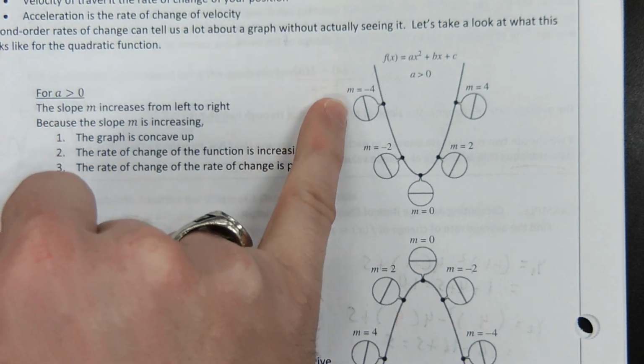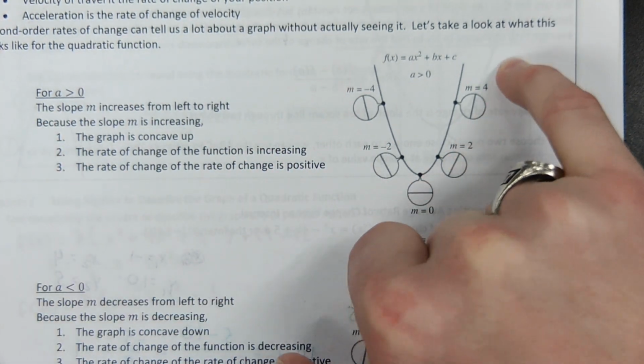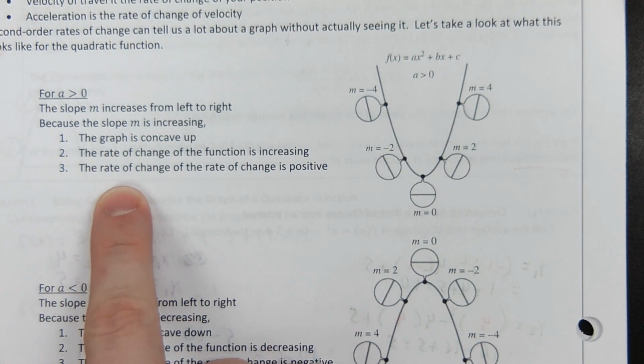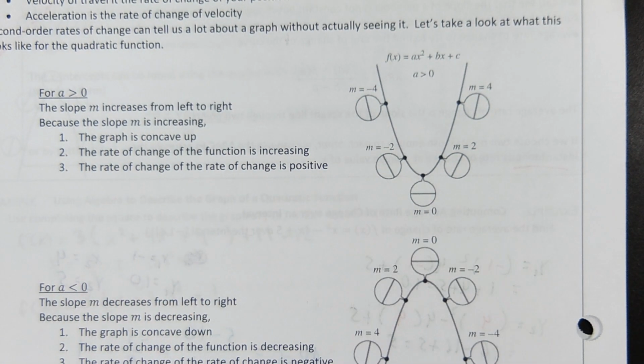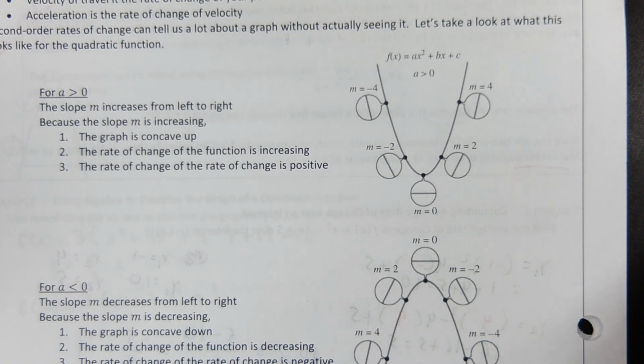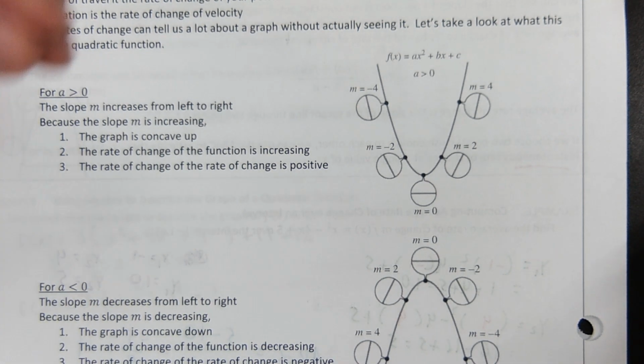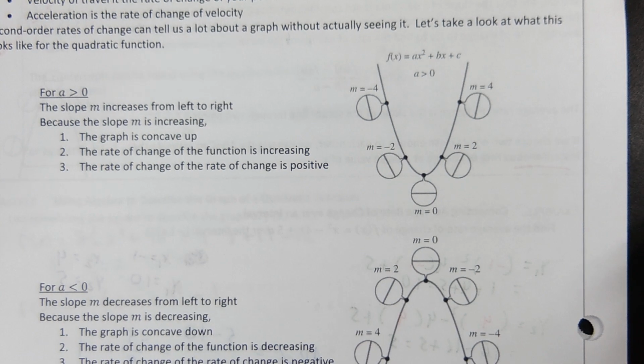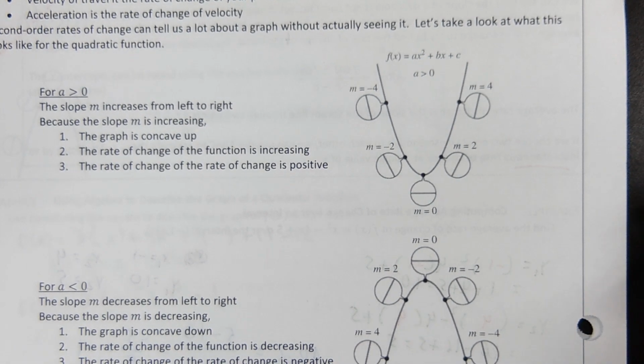But the numbers themselves aren't increasing as we go from left to right, so the rate of change is increasing. The rate of change of the rate of change is positive. So if the rate of change of the rate of change is positive, concave up. If the rate of change is increasing, concave up. Okay?